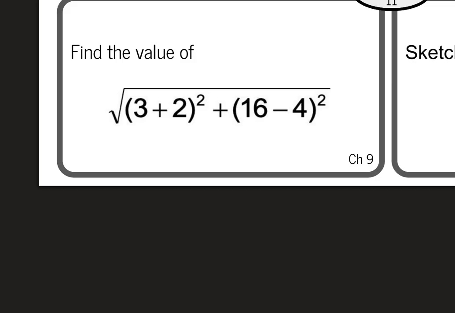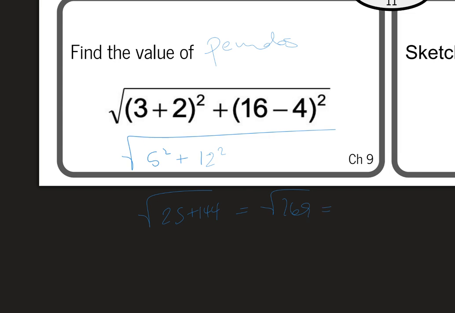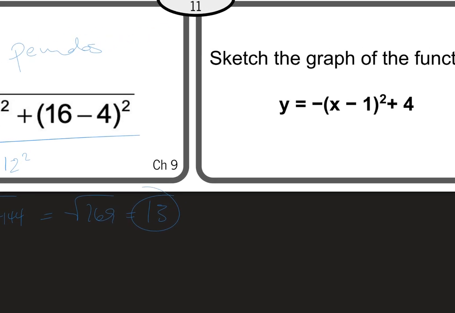Find the value of this. Well, just because of the order of operations, we're going to do parentheses first. So the square root of 5 squared plus 14 squared, not 14 squared, 12 squared. That's 25 plus 144. That's 169, and the square root of 169 is 13. Technically, I guess you could say it's plus or minus 13, but we will move on.